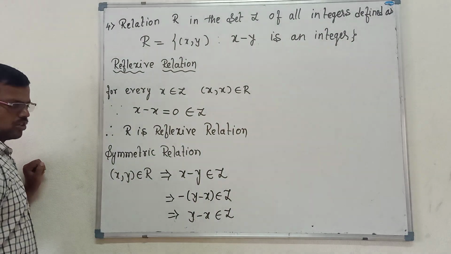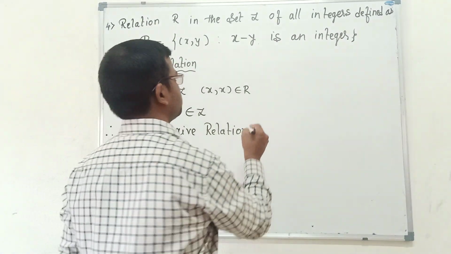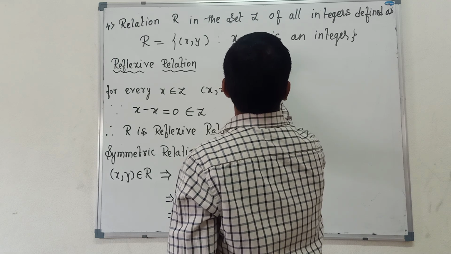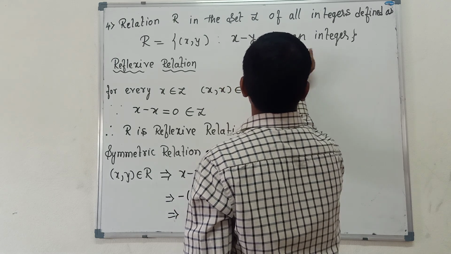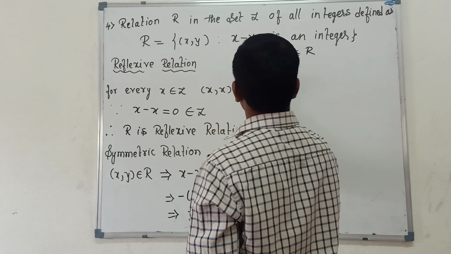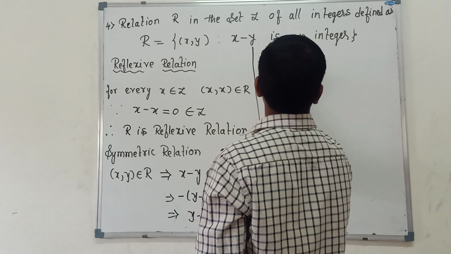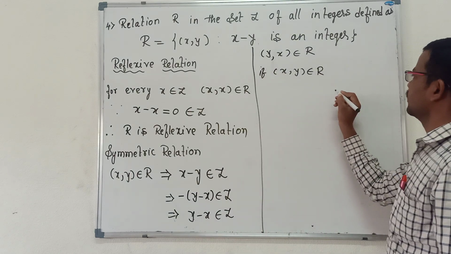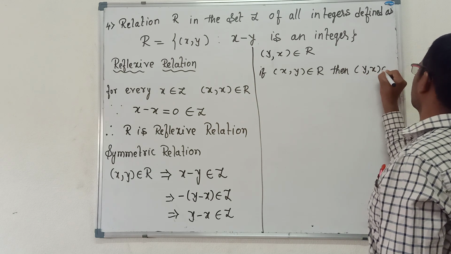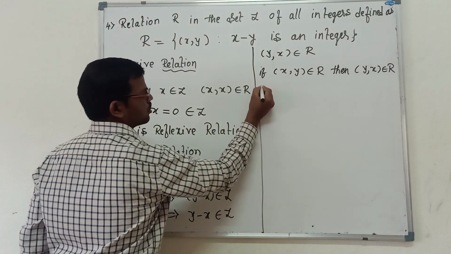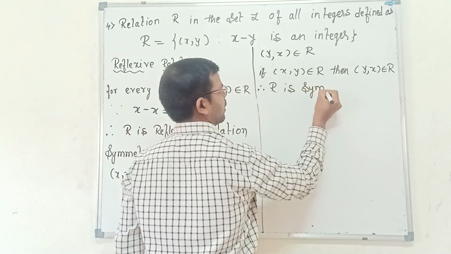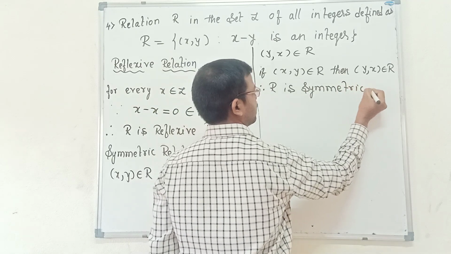If y minus x belongs to Z, then (y, x) belongs to R. So if (x, y) belongs to R, then we got (y, x) belongs to R. Therefore R is a symmetric relation.